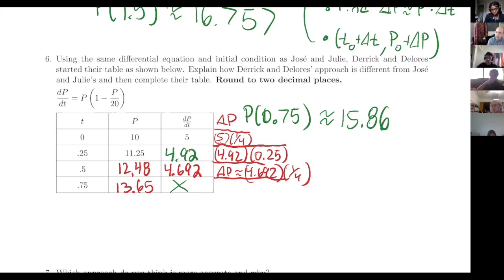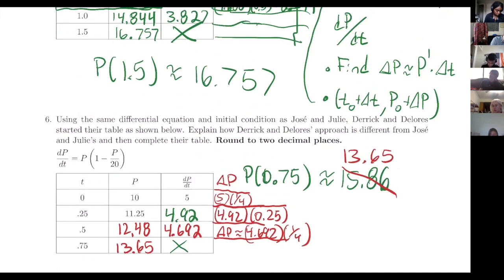Does that match what you got, multiplying by 1/4? Okay. So this one should be about 13.65. Definitely be sure that it's the same process that we did up here. It's just that in this case, we now use 0.25 for our delta t. Any questions?